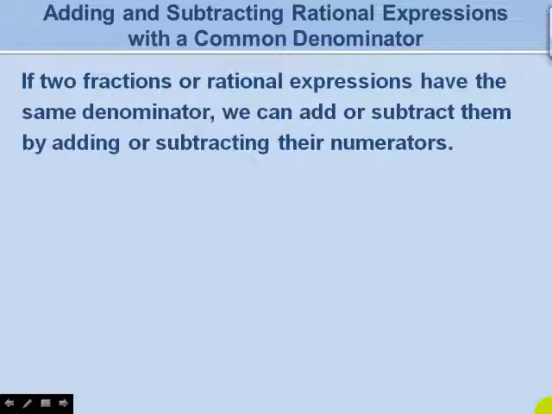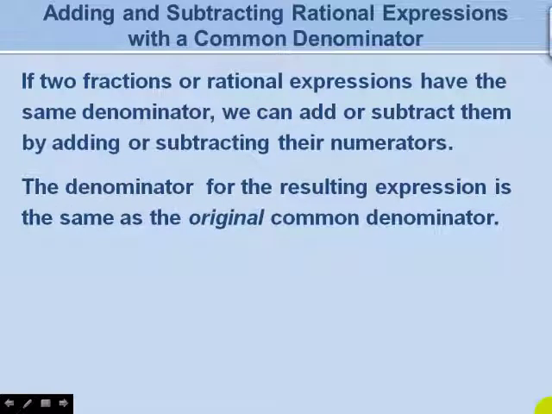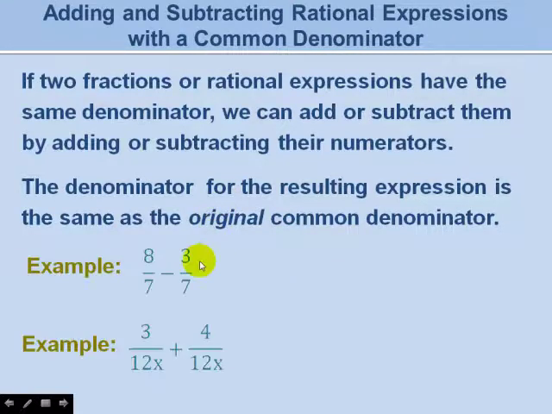If we look at two fractions or two rational expressions that have the same denominator, if we want to add or subtract them, we can just do this by adding or subtracting their numerators. When we do that, the denominator for our resulting expression is going to be the same as the original common denominator. Here are some examples.